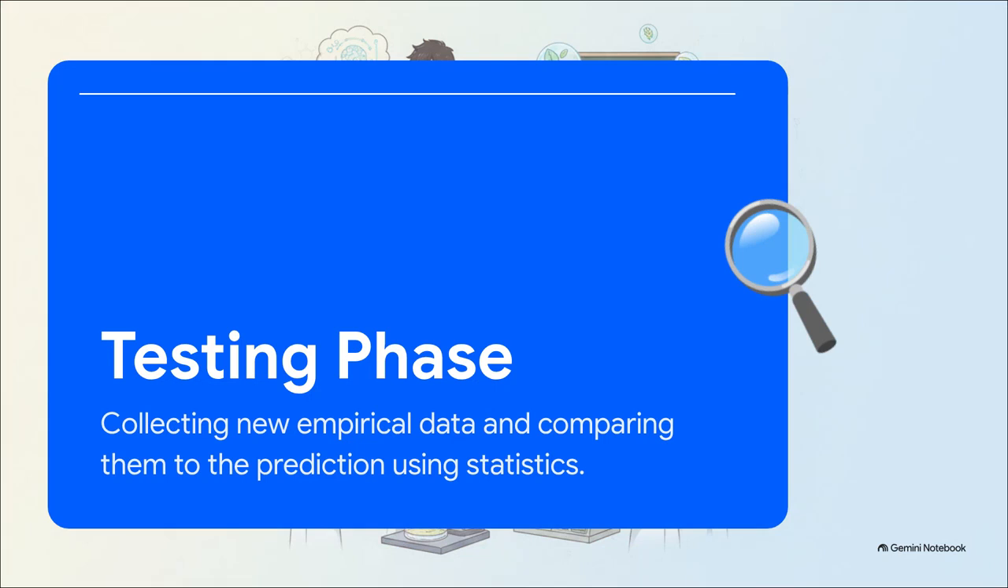All right, we are now in the testing phase. Here, the hypothesis is finally put to the test by collecting new empirical data and comparing that data directly back to our prediction. Now, usually, this phase requires some statistical processing. We rely on descriptive statistics to summarize all those raw observations for us, and we use inferential statistics to help us definitively decide if our prediction was correct or not.